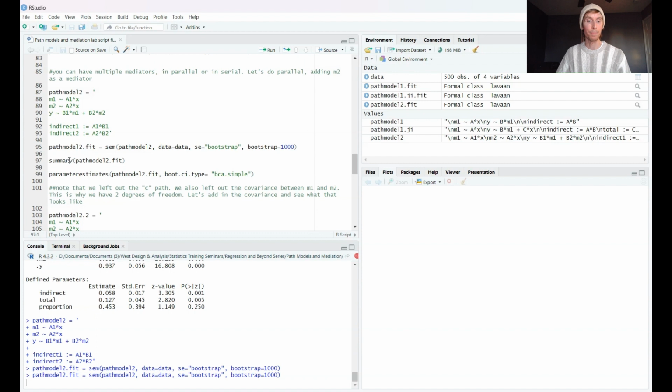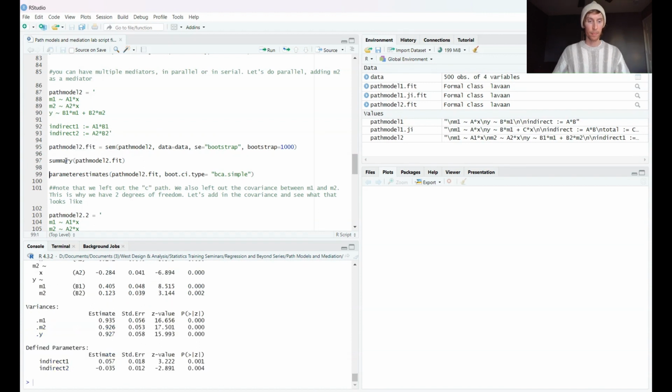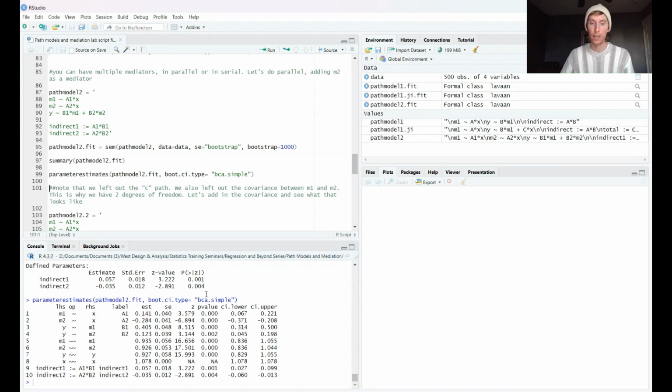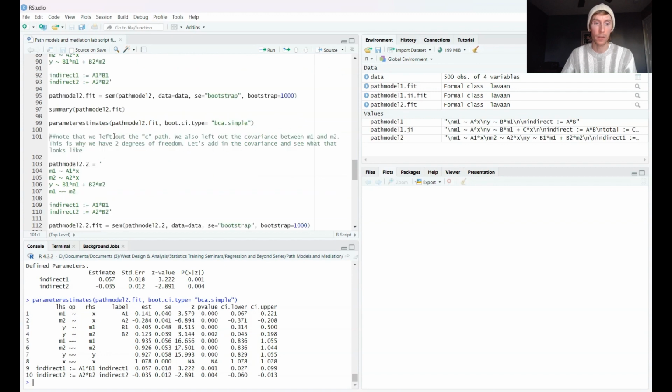Oh no, I just ran it again. Okay. Let's look at a summary. So now again, we see we have two indirect effects. We get bootstrap standard errors, and we can do what we did before. Again, in this case, I'm asking for bias corrected confidence intervals. And in this case, we're going to have two indirect effects, but otherwise, all the same things.